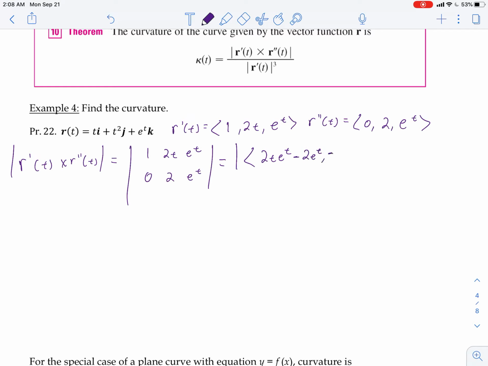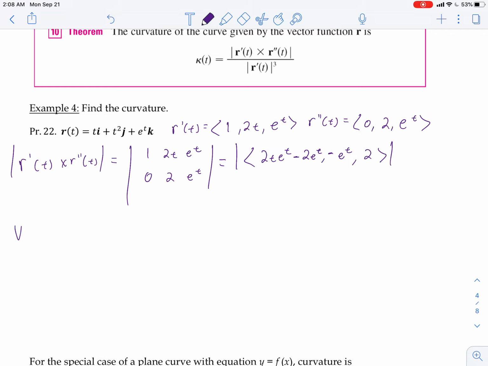And then I'm going to get minus 2e to the t. The second one is just negative in front: 1 times e to the t is just e to the t, e to the t times 0 is 0. And then the cross product again: 1 times 2 is 2, 2t times 0 is 0. And so that is the cross product.